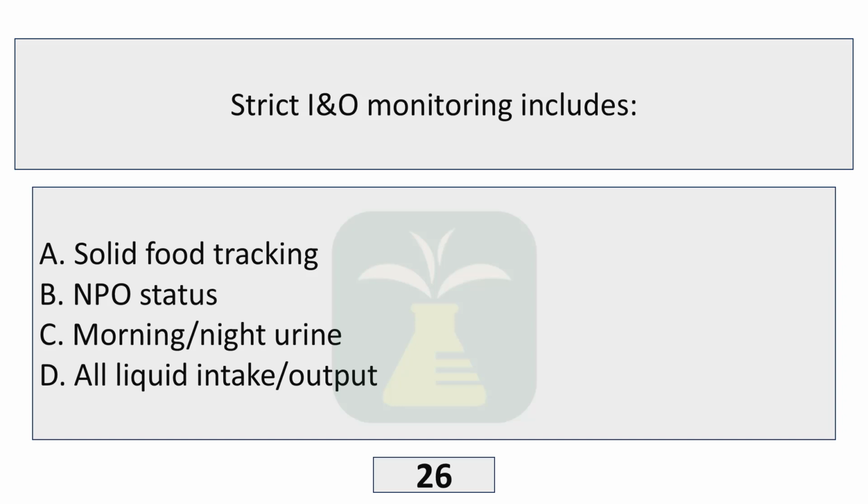Strict I&O monitoring includes: A. Solid food tracking. B. NPO status. C. Morning/night urine. D. All liquid intake/output. Correct answer, D. All liquid intake/output. I&O tracks fluid balance; measure all liquids, in mL, and urine.